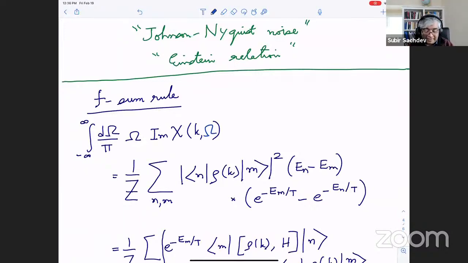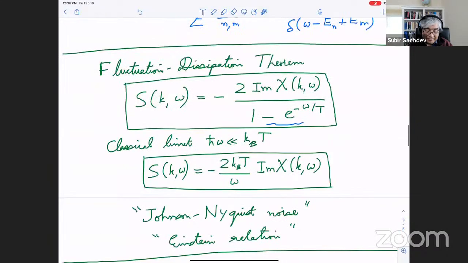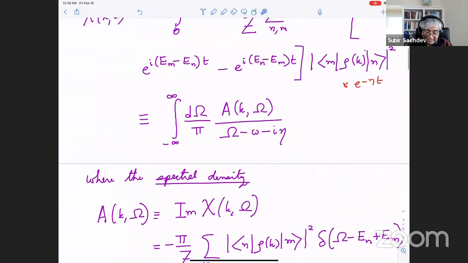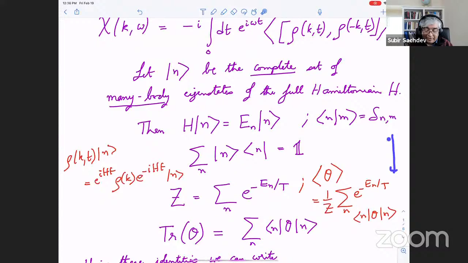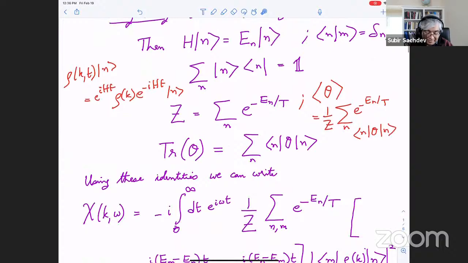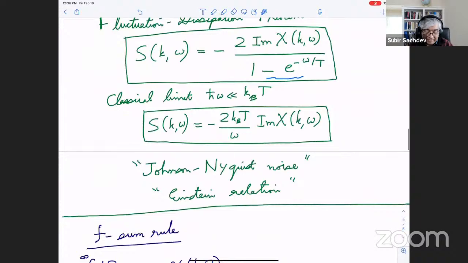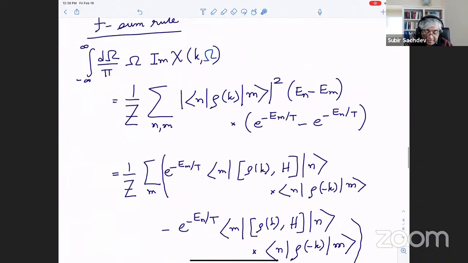Okay, so that's how I got the expression for m of chi and k and omega, by just inserting these identities all over the place. And now I'm going to go backwards. I'm going to undo all of these identities and see what I get. And it turns out for this particular combination, it simplifies enormously.